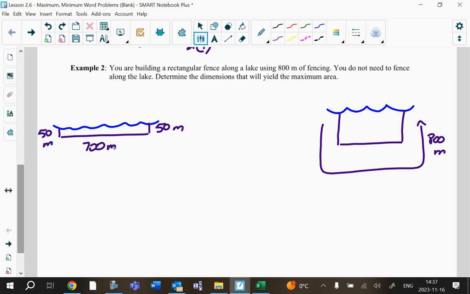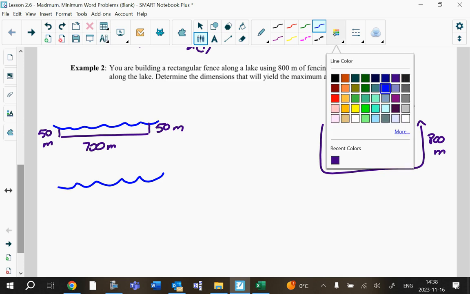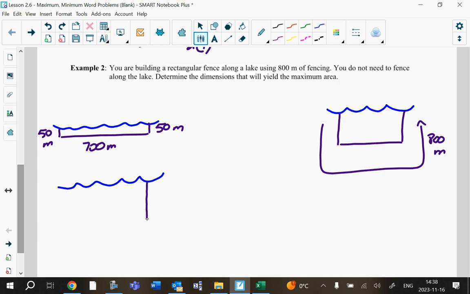So I could build one like that if I wanted to, and then I just find the area. Or I could build one where the widths are a little longer, which would make the length a little shorter. Let's say I used 100 for the widths. What would be the length if I chose 100 for the widths? 600.